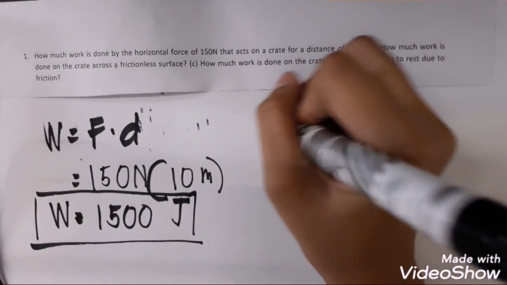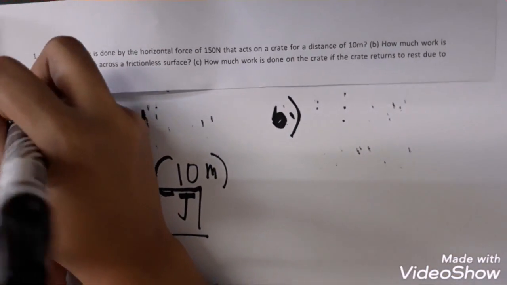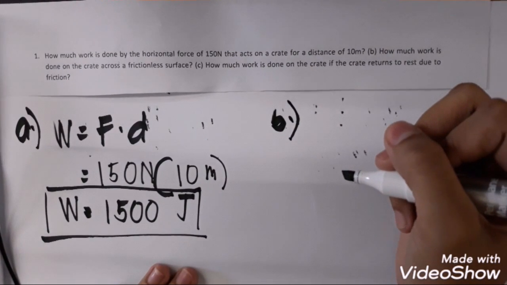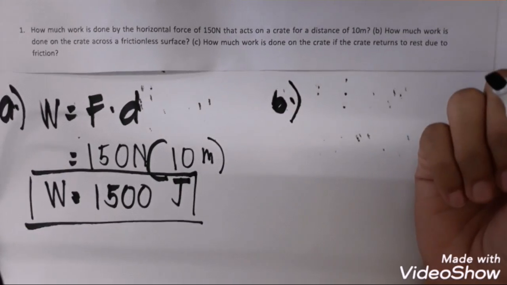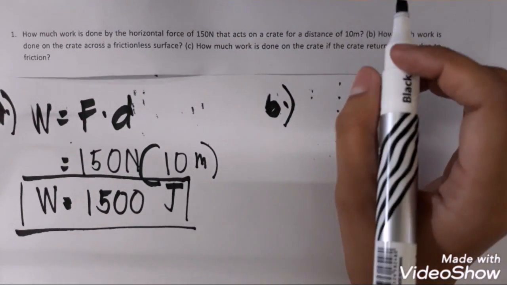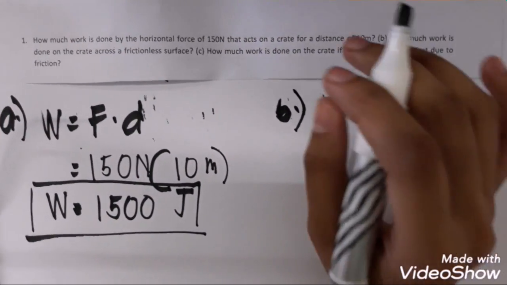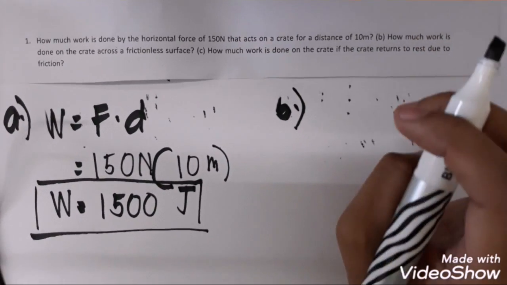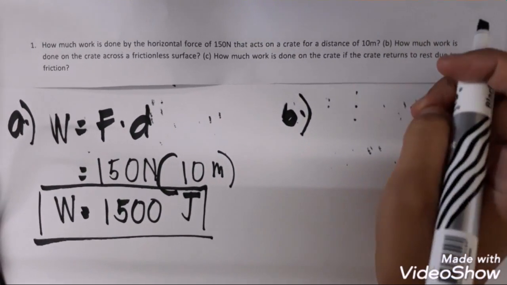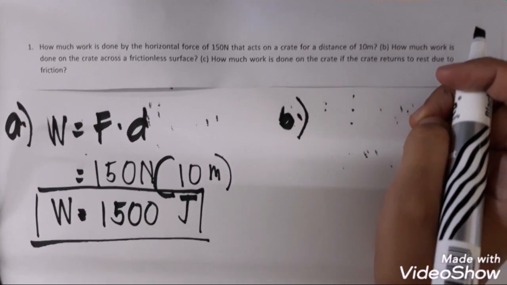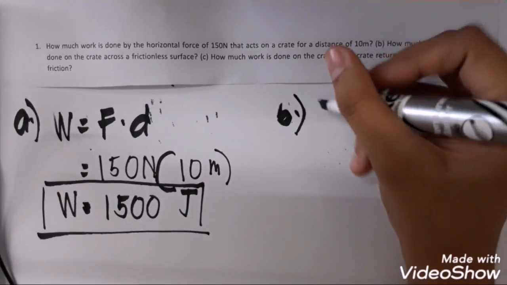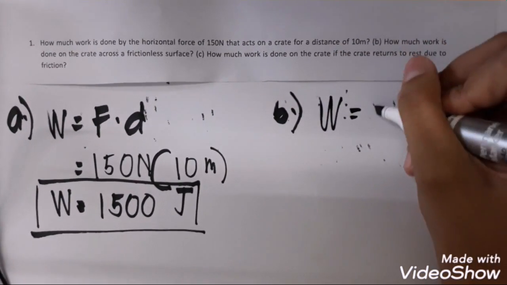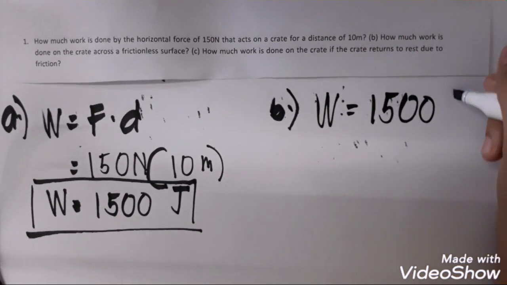In letter B, this is letter A, how much work is done on the crate across a frictionless surface? If there's no friction, the work done on the crate is going to be 1,500 joules because the crate is going to receive the 1,500 joules that was transferred to it by the force. So the work is still 1,500 joules.